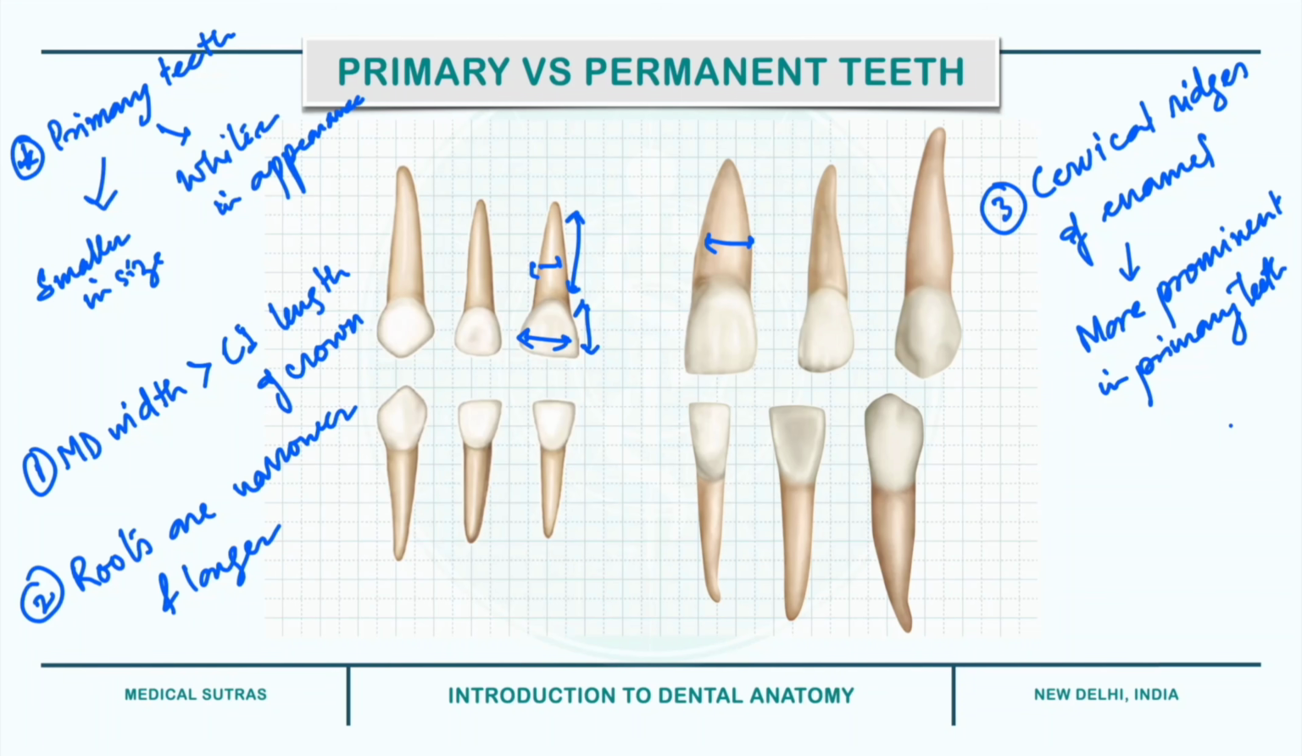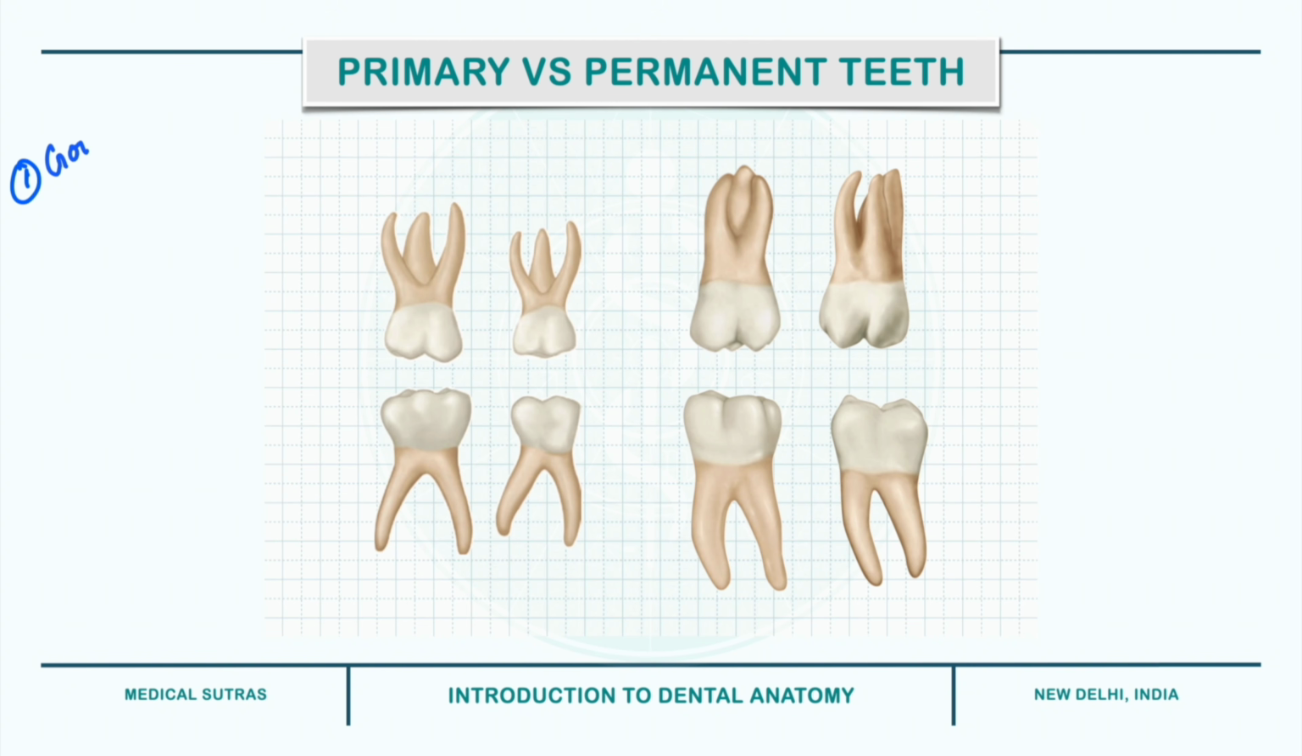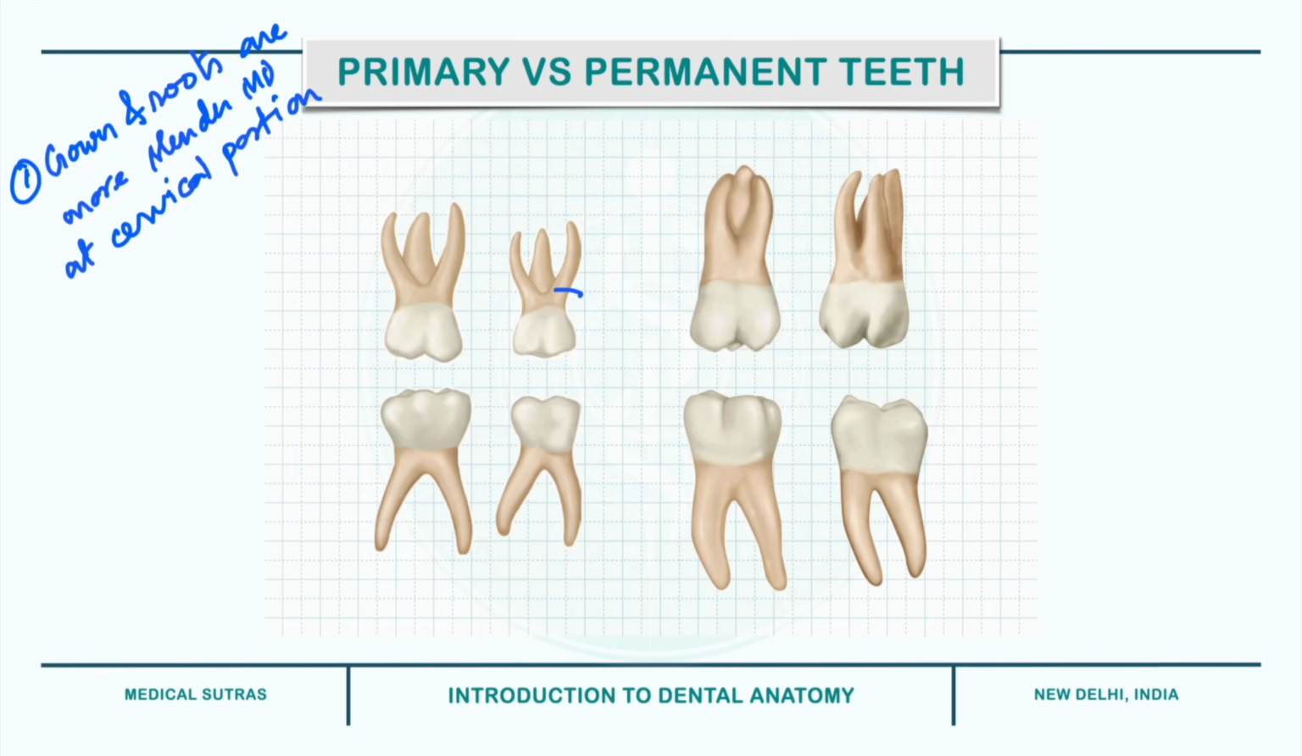Next, coming to the posterior teeth, the first point to note is that the crowns and roots are more slender mesiodistally at the cervical portion. That is, in the primary teeth, the mesiodistal distance of crowns and roots at the cervical portion is less when compared to the permanent molars. Also, the buccolingual diameter of primary molars is less when compared to the permanent teeth.